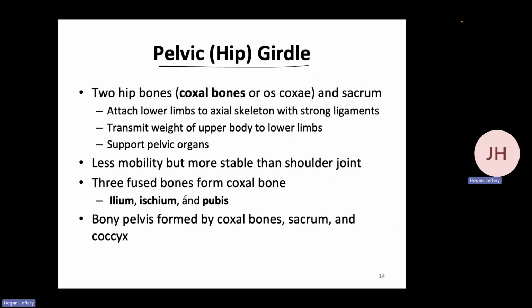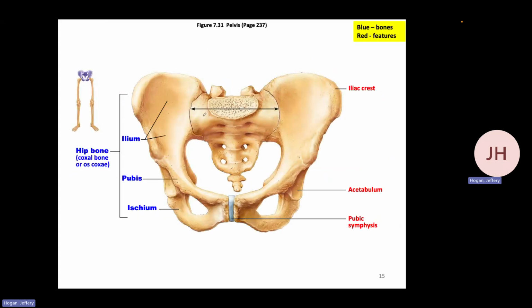The 3 bones that form the coxal bone are the ilium, which is the great big wing on top, the ischium, which is the part you sit on, and the pubis, that hard, bony stop above your external genitalia in the front, right? The pelvis itself is formed by the sacrum, coccyx, and the coxal bones here. So contributions from the appendicular and the axial skeleton.